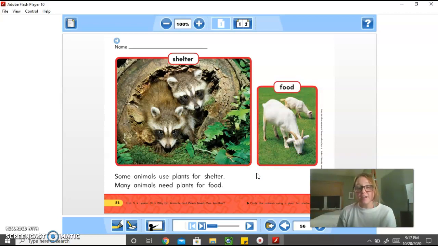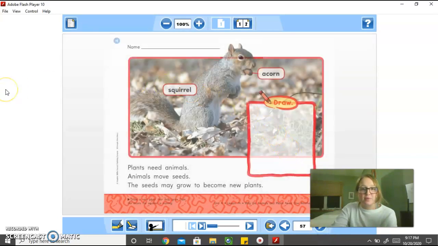Our narrator asked us to circle the picture of the animals using the plant for shelter. So which animals are using a plant for shelter? Remember, shelter is a home. You should have circled the raccoons. The raccoons are using the tree trunk as shelter. Alright, let's turn to the next page, page 57.